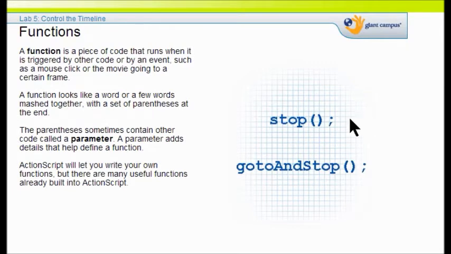We're going to build some functions, and a function is just a type of statement. It's a piece of code that runs when another event happens, like the mouse clicking or something like that. The parentheses sometimes contain a code called a parameter. A parameter details the things that are going to help define the function.